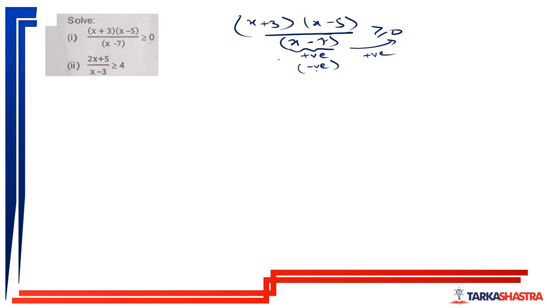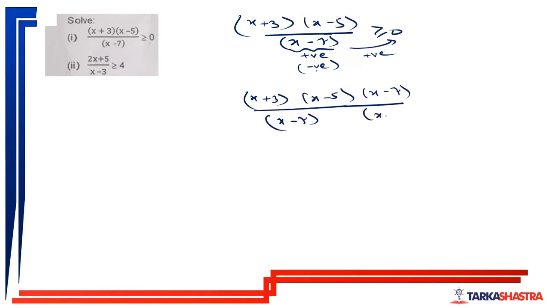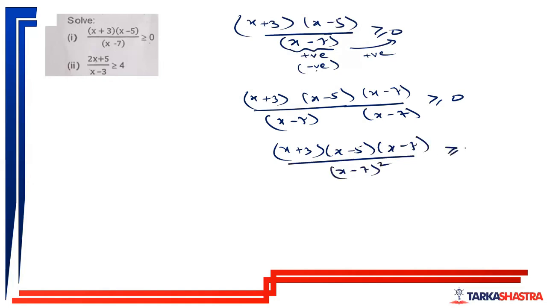So what we do, we do a process in which we make sure that the denominator is always positive. Yes or no? Let us try to do that. We have (x plus 3)(x minus 5) upon (x minus 7). If I multiply and divide by x minus 7, it should be greater than or equal to 0. So what we get is (x plus 3)(x minus 5)(x minus 7) upon (x minus 7) square, greater than or equal to 0. Now we have made sure that this thing is positive. (x minus 7) square is positive.